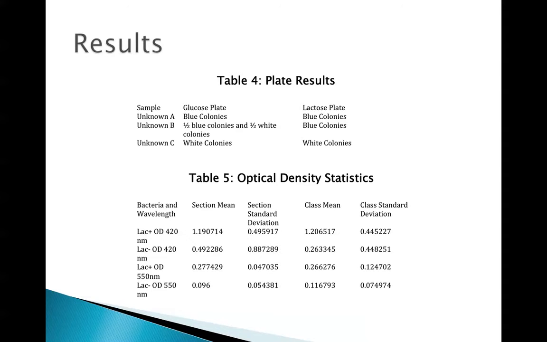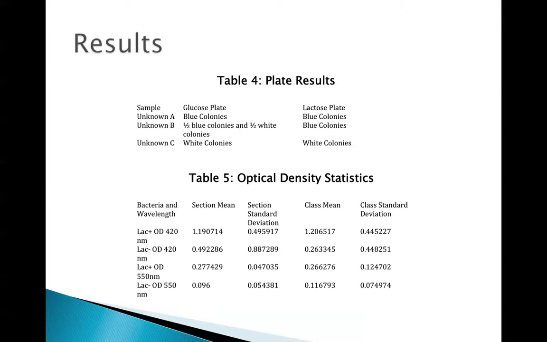In the second part of the lab, 3 unknown strains of bacteria containing different genotypes of the lac operon, the positive, minus, and the C, were plated on lactose and glucose plates. The resulting growth and color of growth can be seen in table 4, which shows that the sample plates for unknown A grew blue colonies on glucose plates, blue colonies on lactose plates. The unknown B grew half blue colonies and half white colonies on glucose plates and blue colonies on lactose plates, and the unknown C grew white colonies on both plates.